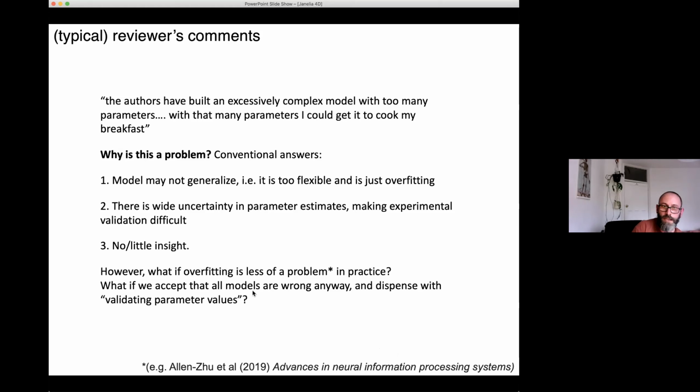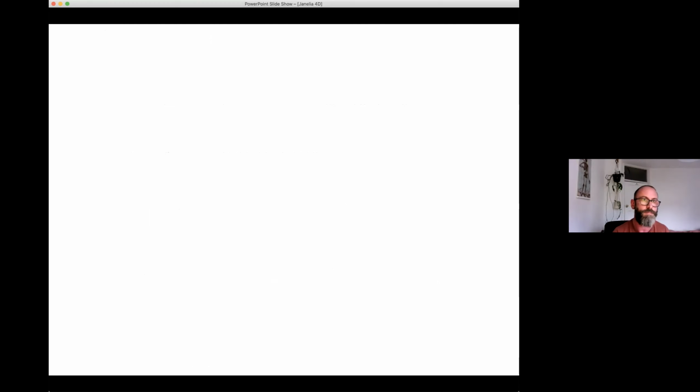What if we just accept that all of the models are wrong anyway and we dispense with this idea of validating parameter values? And what if we can extract insight by actually breaking down a complex model? Even just because the model is complex and by eyeballing it, we can't get an understanding, doesn't mean it's a bad starting point for then developing a theory.